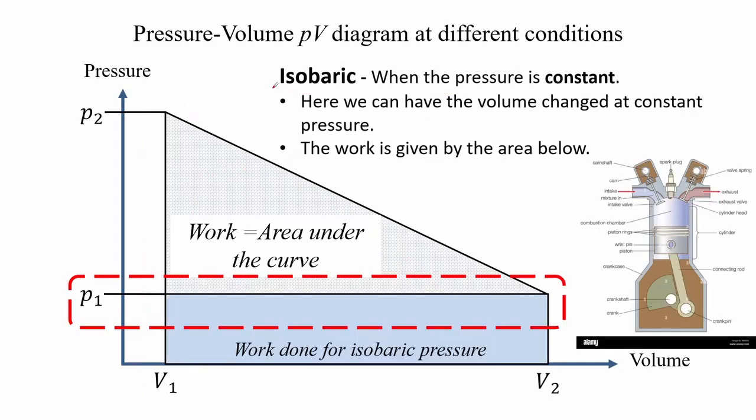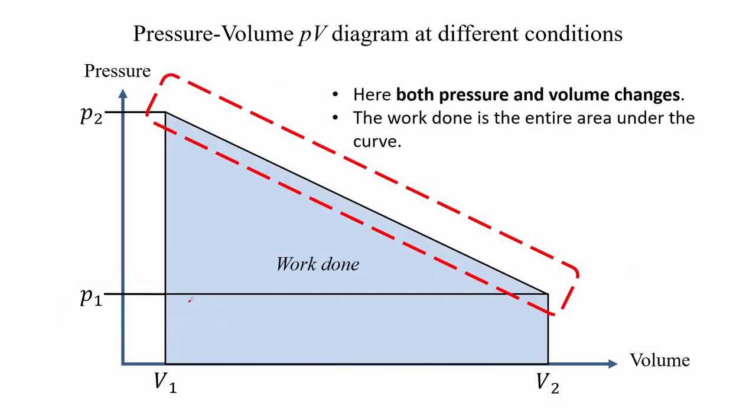Here we have an isobaric process, and this is when the pressure is constant. Here we have the volume changed at constant pressure and the work is given by the area colored blue. An example for this is a piston engine. If both pressure and volume change, we have the work done shown by the highlighted blue color.